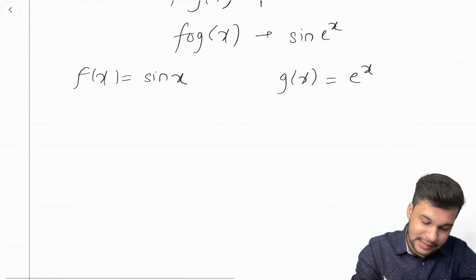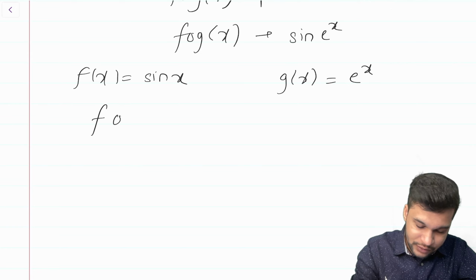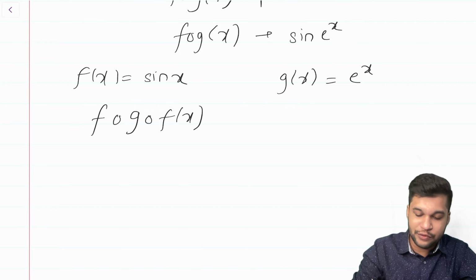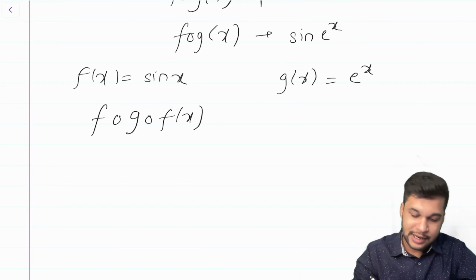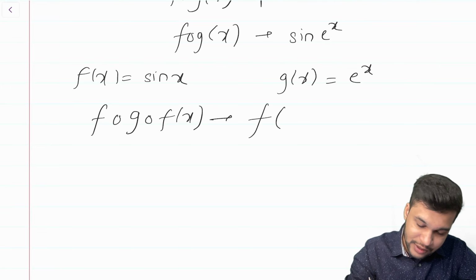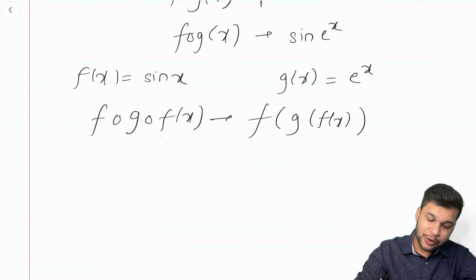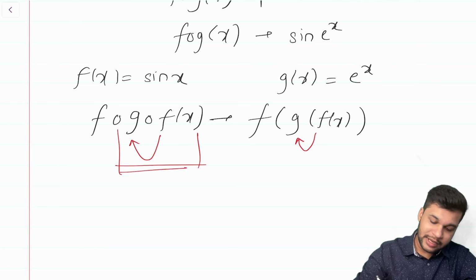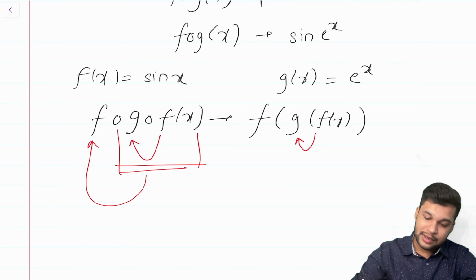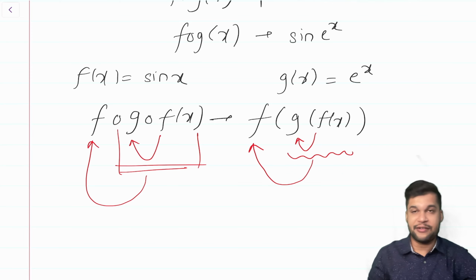So guys, let's say someone asks you to find f of g of f(x). How do you find it? So let's understand what it is. It is f of g of f(x). It means you have substituted f inside g, and then the whole thing, g of f(x), is substituted inside f, right?